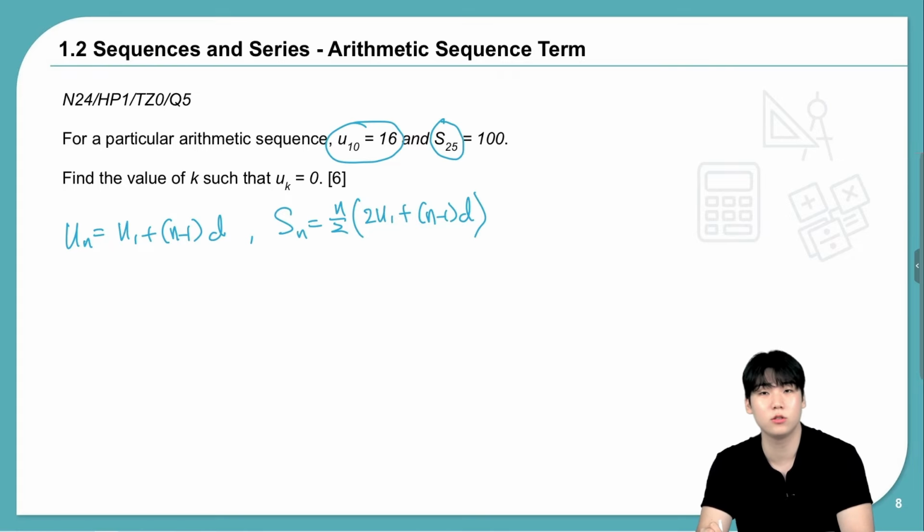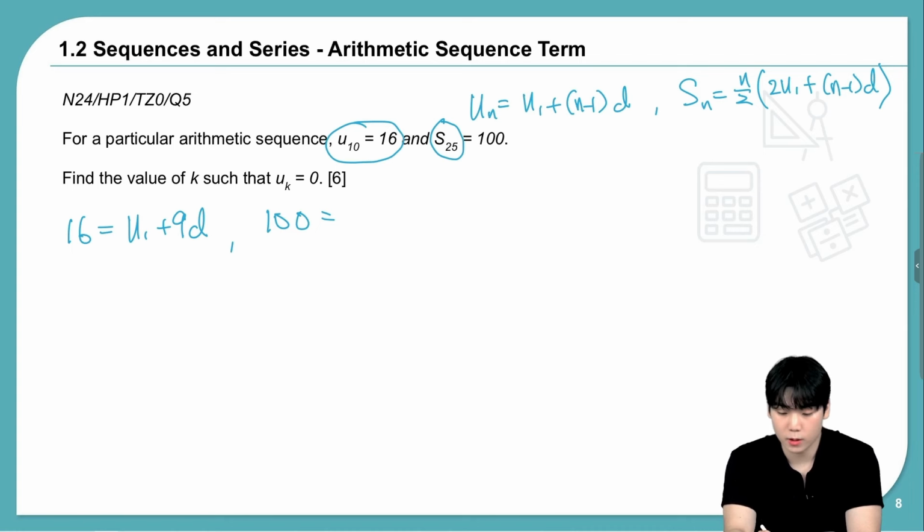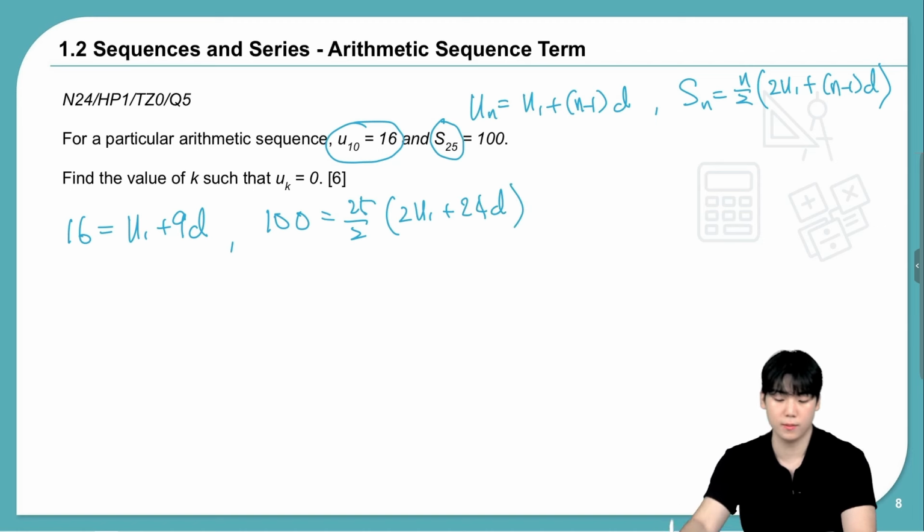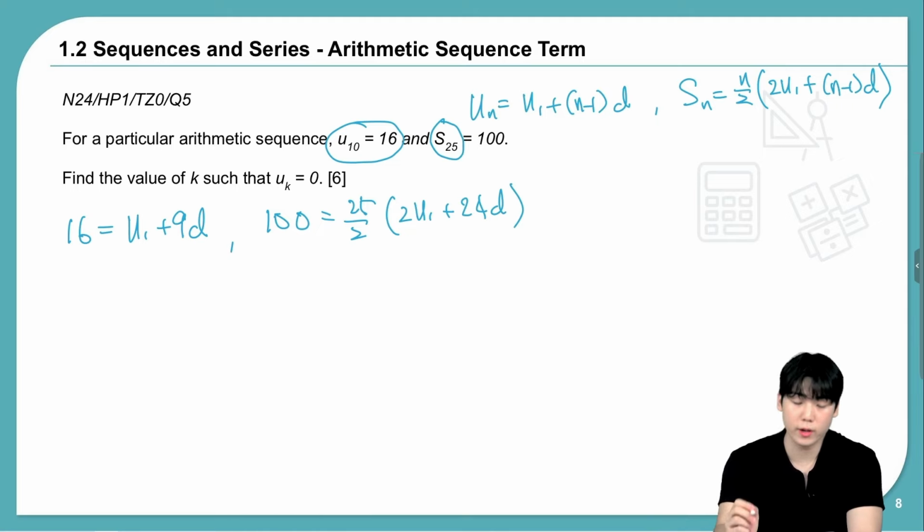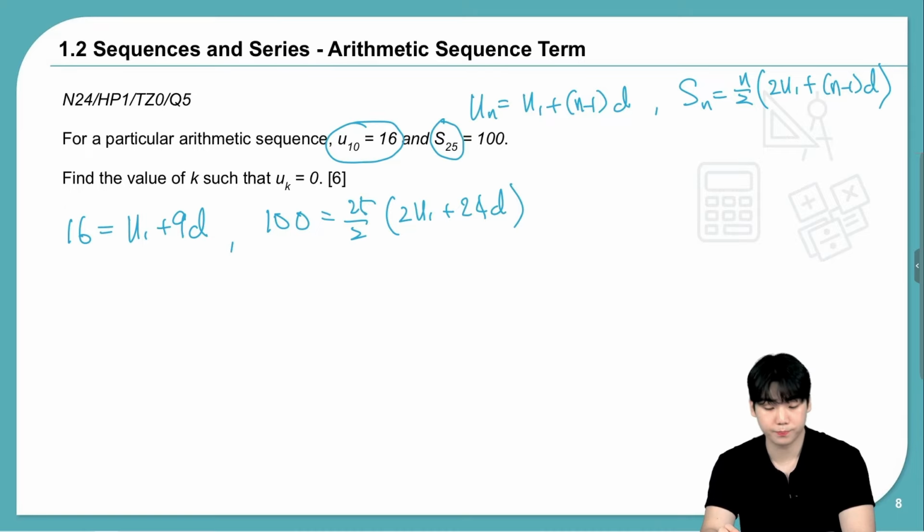I'm going to put it up here, okay? So, U10, I can express this as 16 is equal to U1 plus 9D, while S25, 100 is equal to 25 over 2 times 2U1 plus 24D, okay? I have two equations, two unknowns.